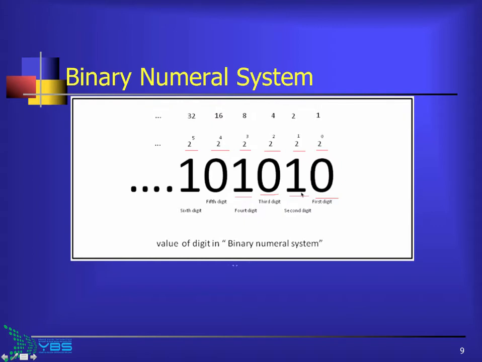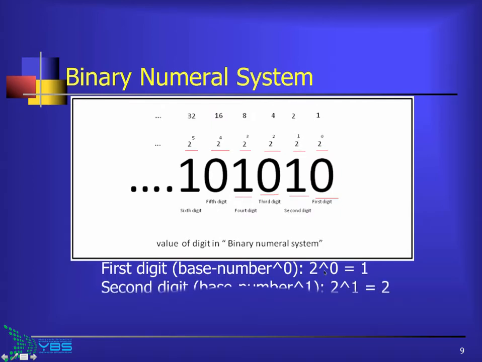Let's give some examples about that. Okay, the first digit: if you have a 1, we can say it's 2 over 0, which means 1. Okay, that's the way. If you have a second digit, it's 2 over 1, which is 2, isn't it? 2. That's the second one. Second digit, 2 over 1 is 2.